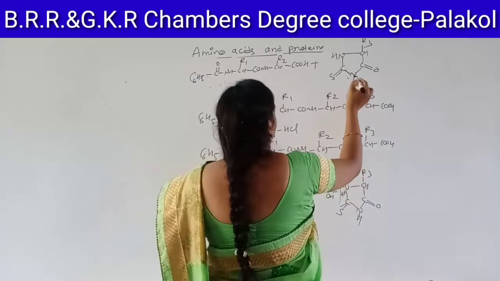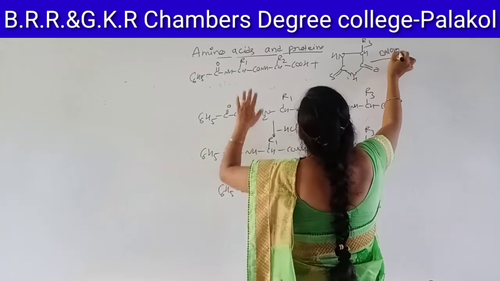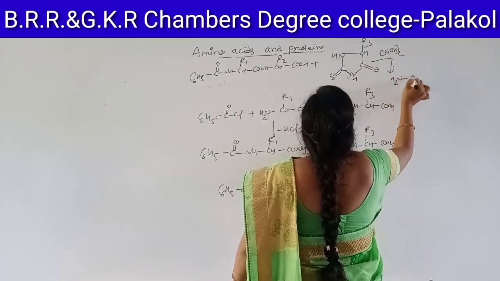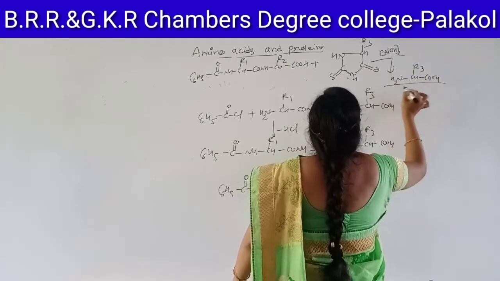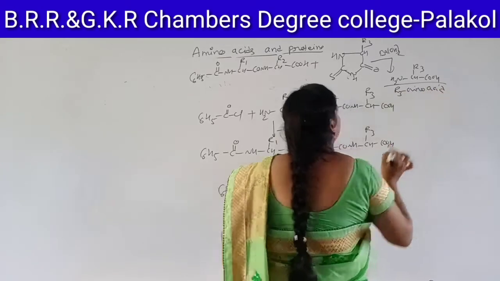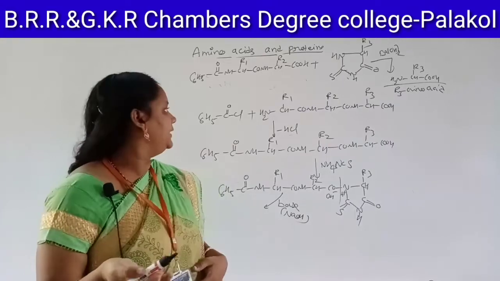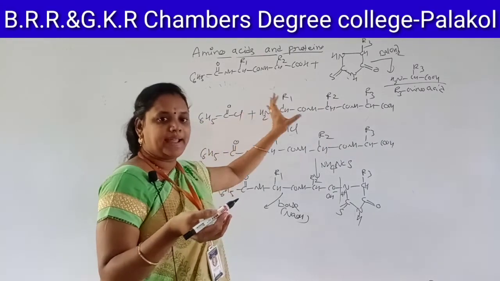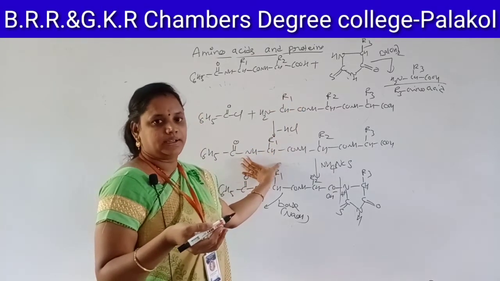For this, you will add barium hydroxide only for this. So what happens? You will get NH2, CH, R3, COOH. So the R3 amino acid has been detected. So you should take benzoyl chloride and add the polypeptide chain. You will get a reactant.